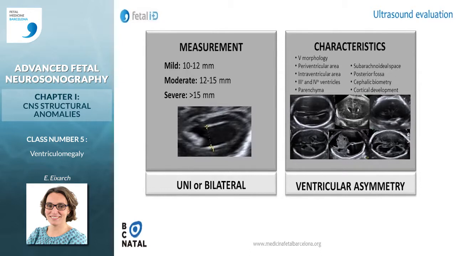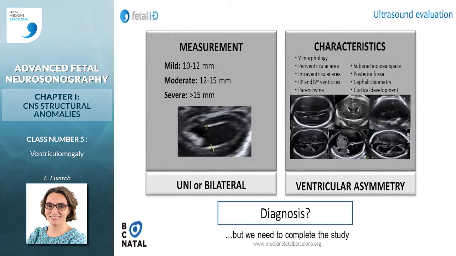Once we assess the measurements and the characteristics, the morphology, the periventricular area, the intraventricular area, the third and fourth ventricle, the parenchyma, and the posterior fossa, we have a suspected diagnosis. But besides all these, we have to describe whether it is uni- or bilateral ventriculomegaly, if it affects one or both ventricles, or if there is a ventricular asymmetry, which is defined as a difference of more than 2.5 millimeters between both ventricles. With all this, we have a suspected diagnosis. We have an idea of what is happening, but we need to complete the study to confirm the diagnosis. Let's see which are the complementary studies.